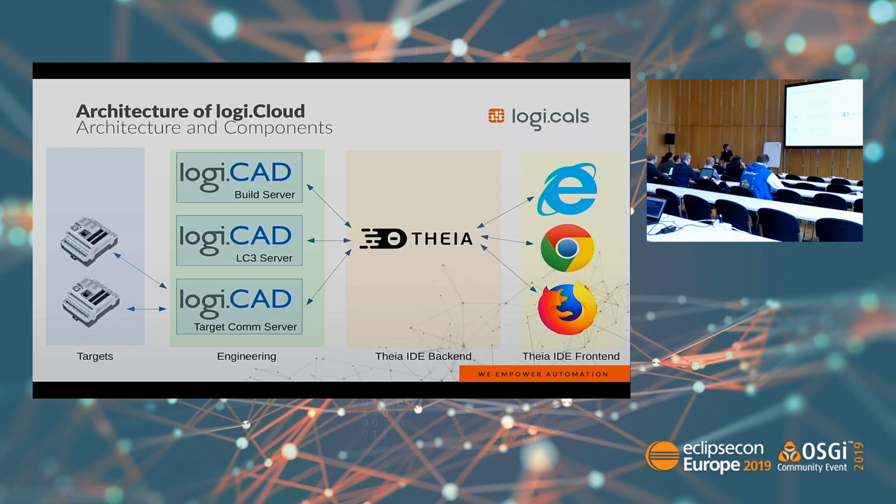So the Logic 3 server in the middle is responsible for all the language features, like language server protocol and all the code completion tasks and all that related to the language. The build server is in charge of compiling and linking the generated C code to what's needed for the platform. And the target communication server, in turn, is in charge of transferring the program to the actual PLCs, which are then on the target side, running somewhere.